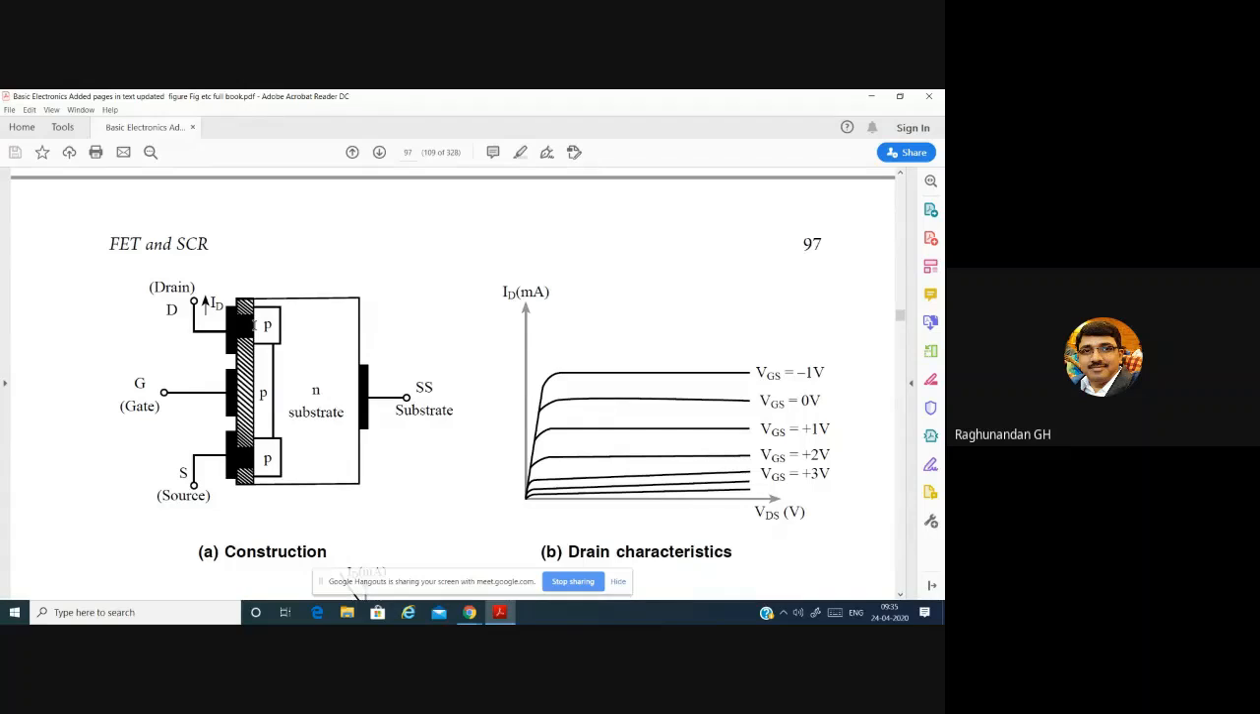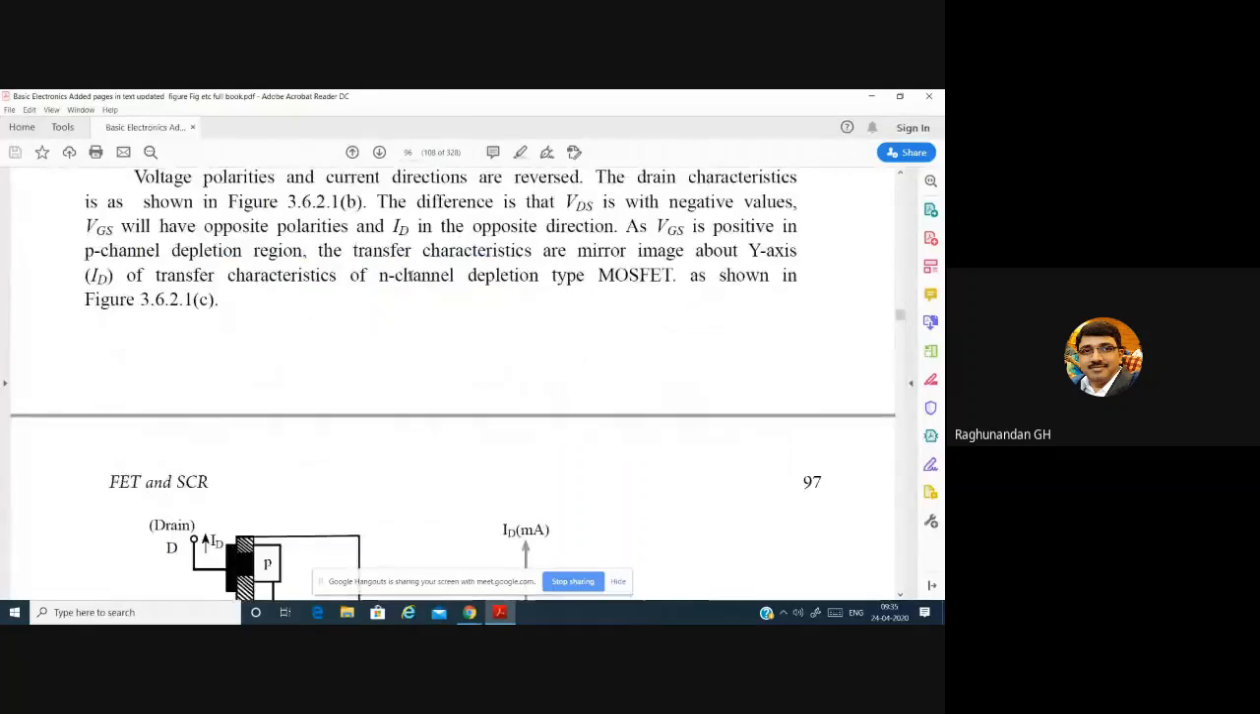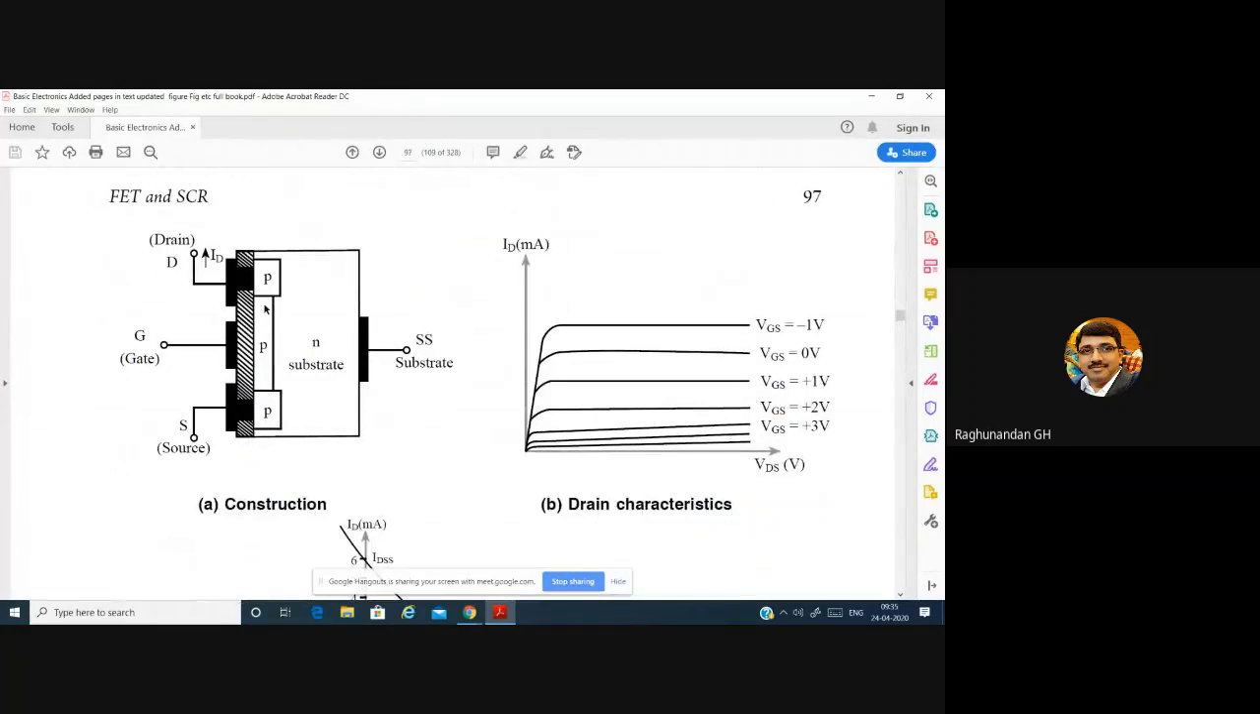In order to have a path from the source to the drain, we are going to have a channel. A channel is used which is going to connect the source and the drain. This channel, whatever we are using, is of p type. So since we are using a p channel, the name we have is p-channel depletion MOSFET. The name is given because we are using a p layer to connect the source and the drain. That's why the name p-channel D MOSFET.